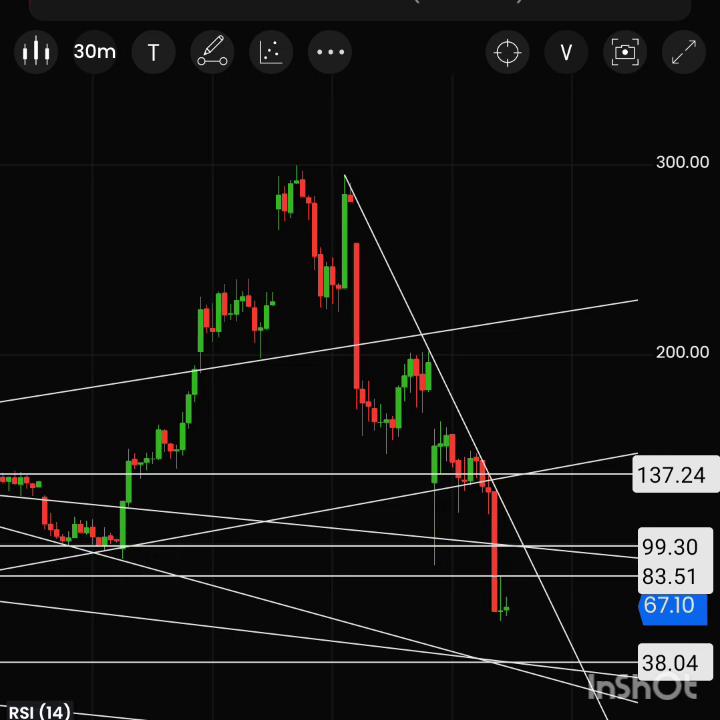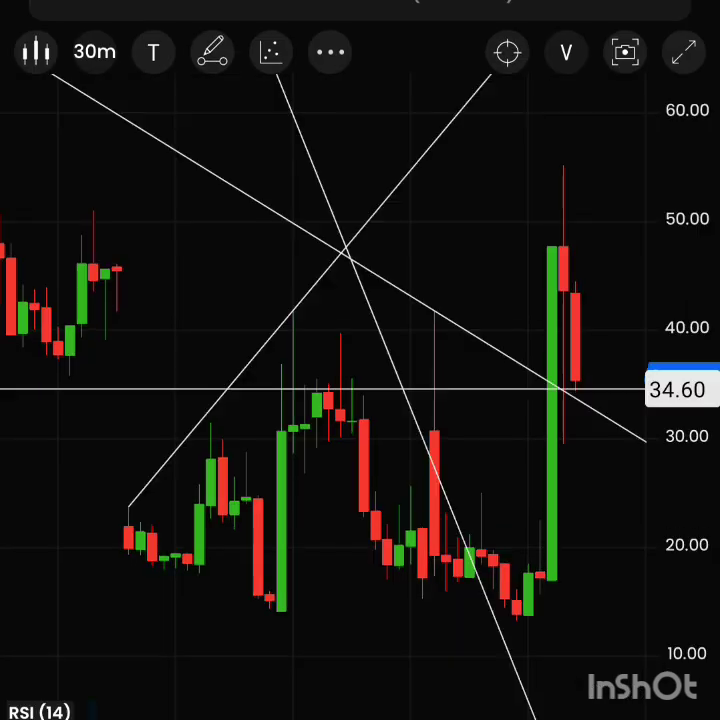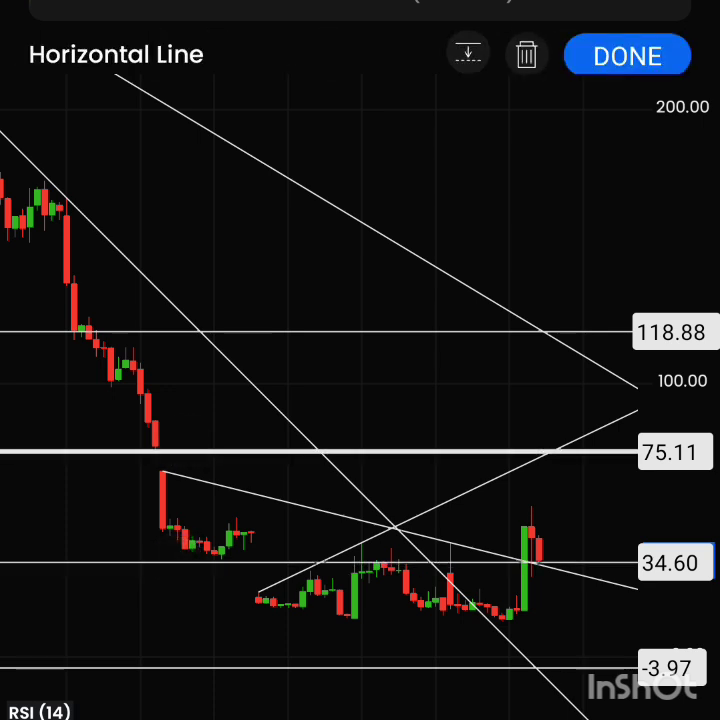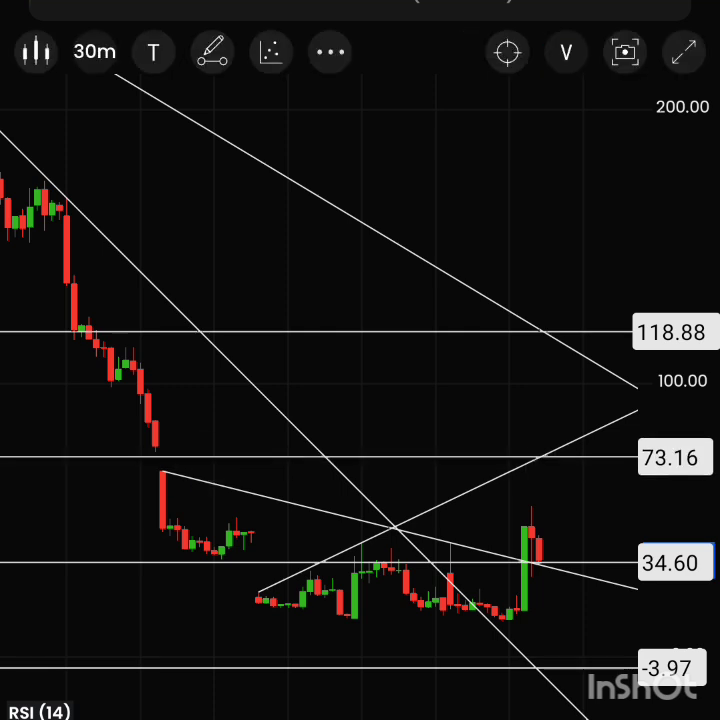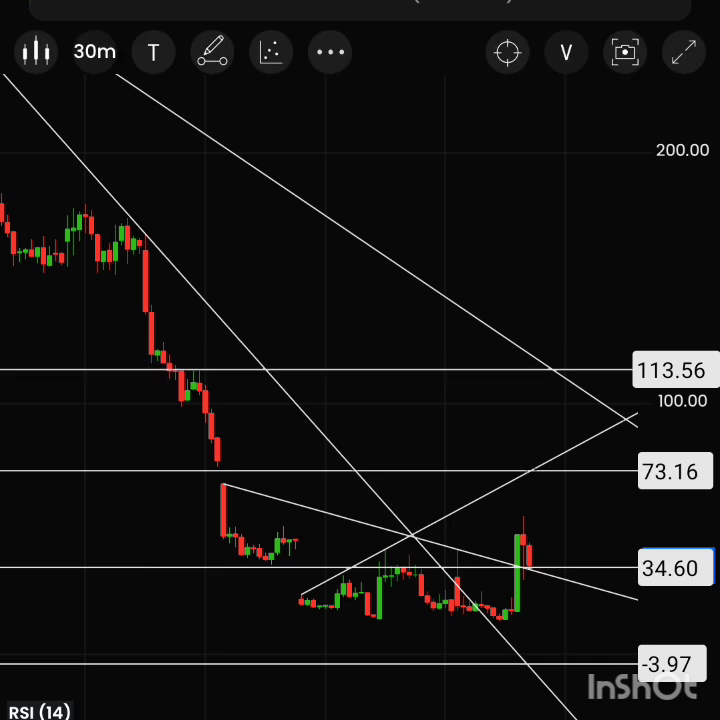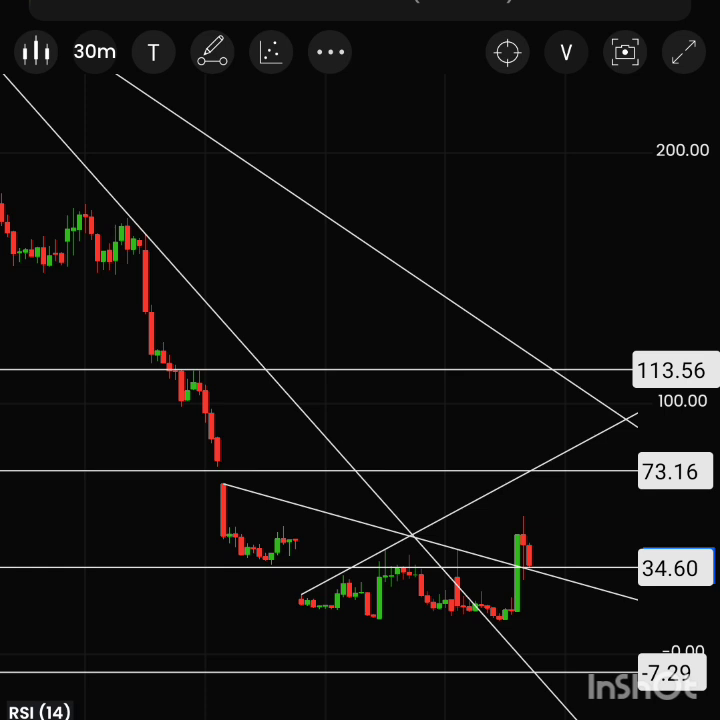And we go to check the PE chart. The PE chart closed slightly positive, that means above 34, and the upper side resistance will come around the 73 to 75 range, and above this one it can move towards the 110 to 113 range. If we do not sustain above this one, then it will mostly go towards the downside, around 0. So let's see the Nifty movement and the options chart.